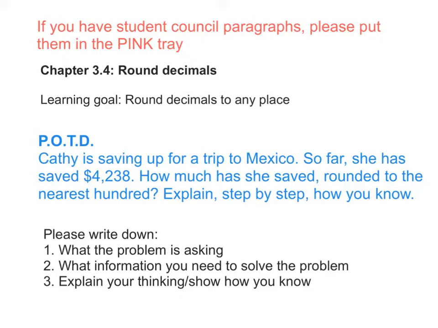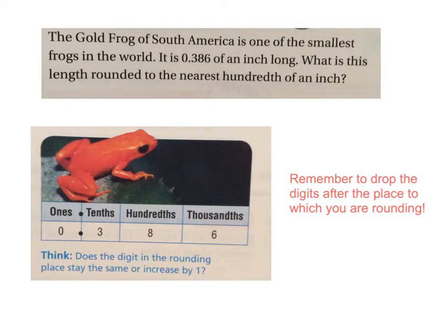Okay, very good. Let's take a look at this. It says, the gold frog of South America is one of the smallest frogs in the world. It is 0.386. How do I say that number in word form? Soham? Yeah, it is 0 and 386 thousandths of an inch long. Think about that for a second.